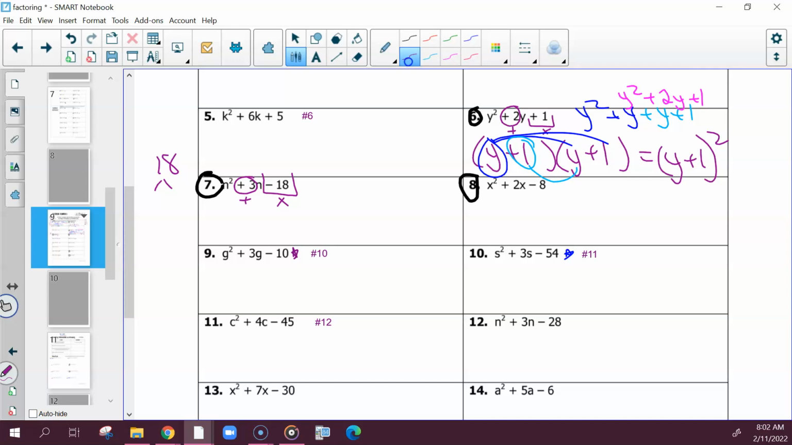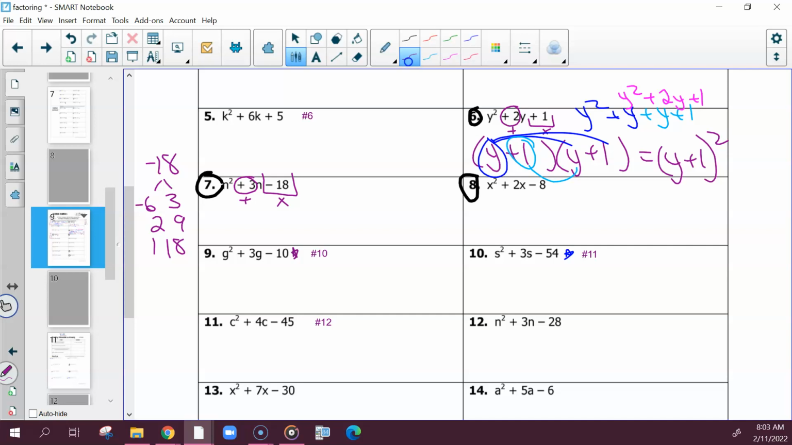6 and 3. 2 and 9. So now that this is negative, in order to multiply to be a negative, one of our answers has to be negative. So now we have to figure out which pair and which one.